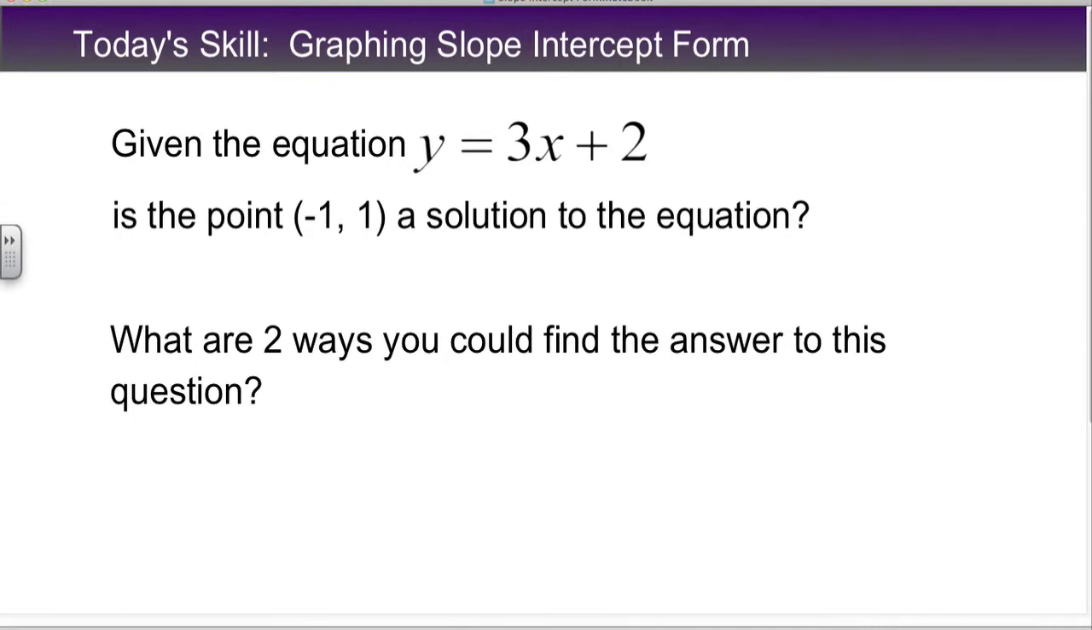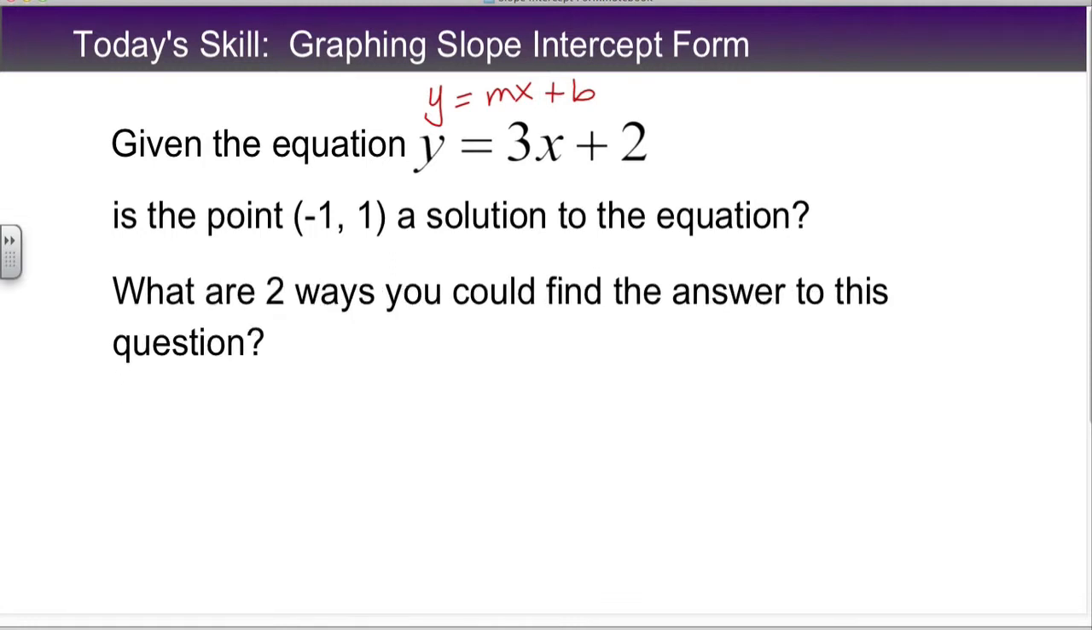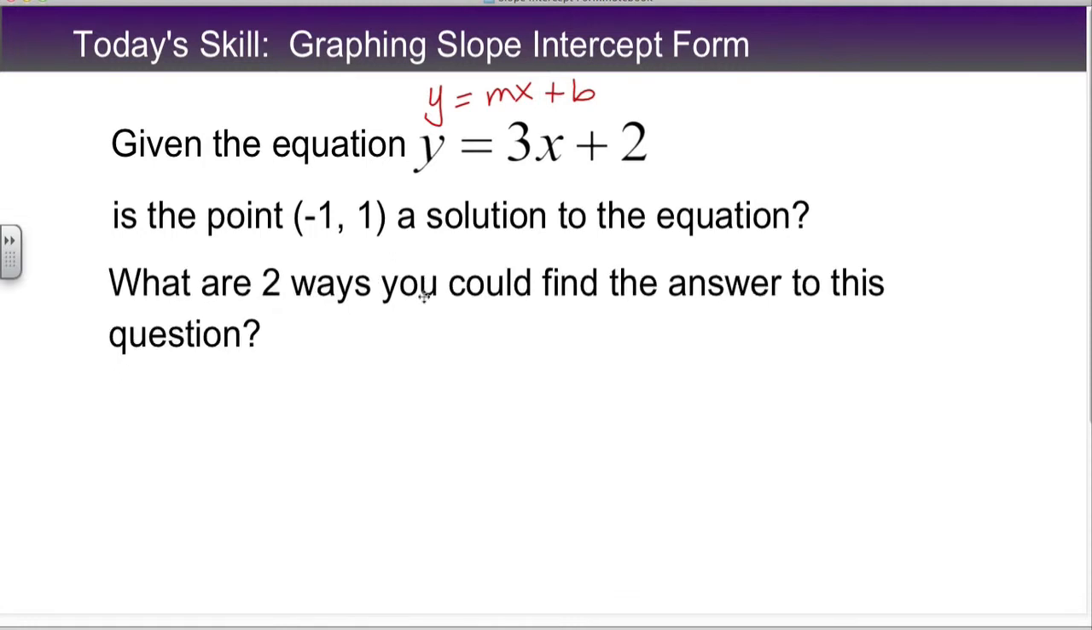How easy is that? So now I want to connect this to what we were talking about the other day. If we have this equation that's in slope-intercept form, y equals mx plus b, how can I tell if the point -1, 1 is a solution to the equation? What are two ways that we could figure out the answer to this question? Alright, well, think about that for a second, and then we'll talk about it.